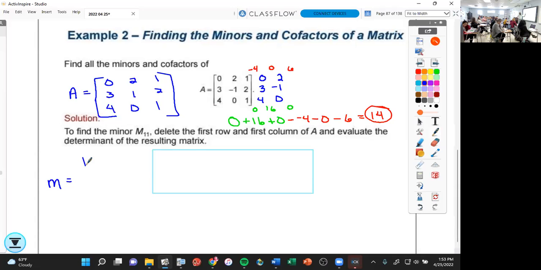Now let's use the 2. So I'm going to ignore this column and this row. 3 times 1, 4 times 2. 3 minus 8, -5. I'm now going to go this way. 3 times 0, minus 4 times 1, -4. Okay, so there are actually 9 minors to this one matrix.